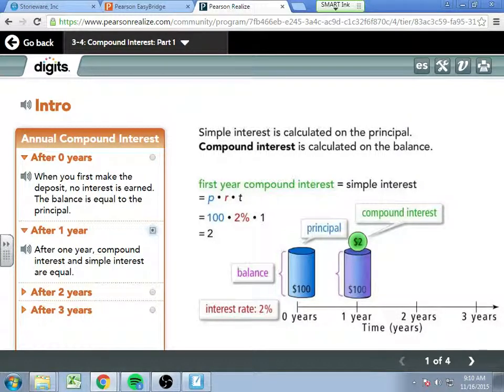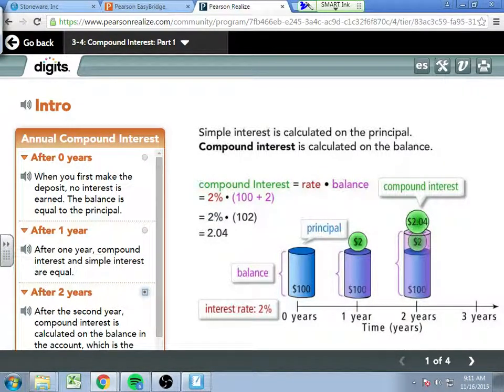Here's where it gets different. So when I go from 1 year to 2 years, I'm now going to make interest off the entire $102. So am I going to make $2 or am I going to make more than that? More than that. If I'm making interest off a larger amount of money, I'm going to make more interest. So now, between years 1 and 2, I made $2.04.